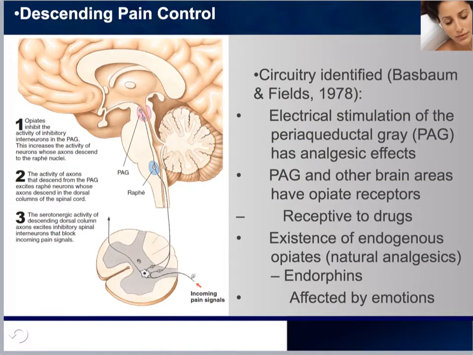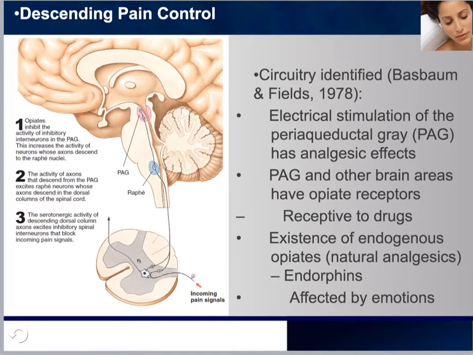Here you can appreciate the circuitry of the descending pain control pathway. This circuitry was identified in the 1970s, and one of the most important findings is that electrical stimulation of the PAG, the periaqueductal gray area, which is located here, actually brought about analgesic effects, meaning individuals would feel a sense of numbness that would keep them from experiencing pain. The periaqueductal gray area and other brain areas are known to have opiate receptors, and these opiate receptors are receptive to drugs created by psychopharmacologists and pharmacists that allow the individual to reduce pain if necessary.